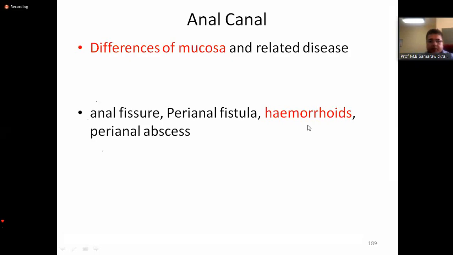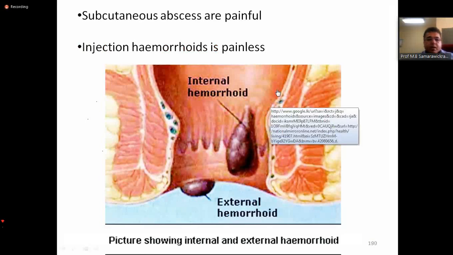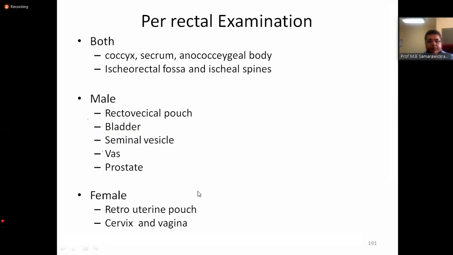Right. Hemorrhoids are enlarged and distended anal cushions. And remember, these are not varicose veins of the anal canal or the rectum. Right. So these are the hemorrhoids, internal hemorrhoids. These are prolapsed, enlarged internal anal cushions. And this is an external hemorrhoid. This is just ruptured perianal veins.